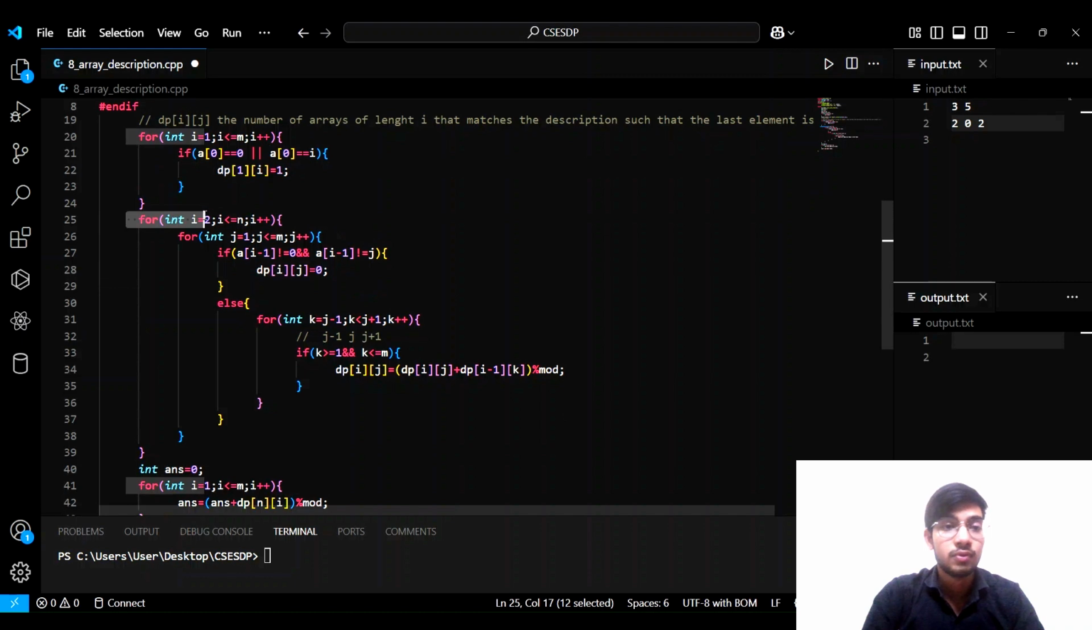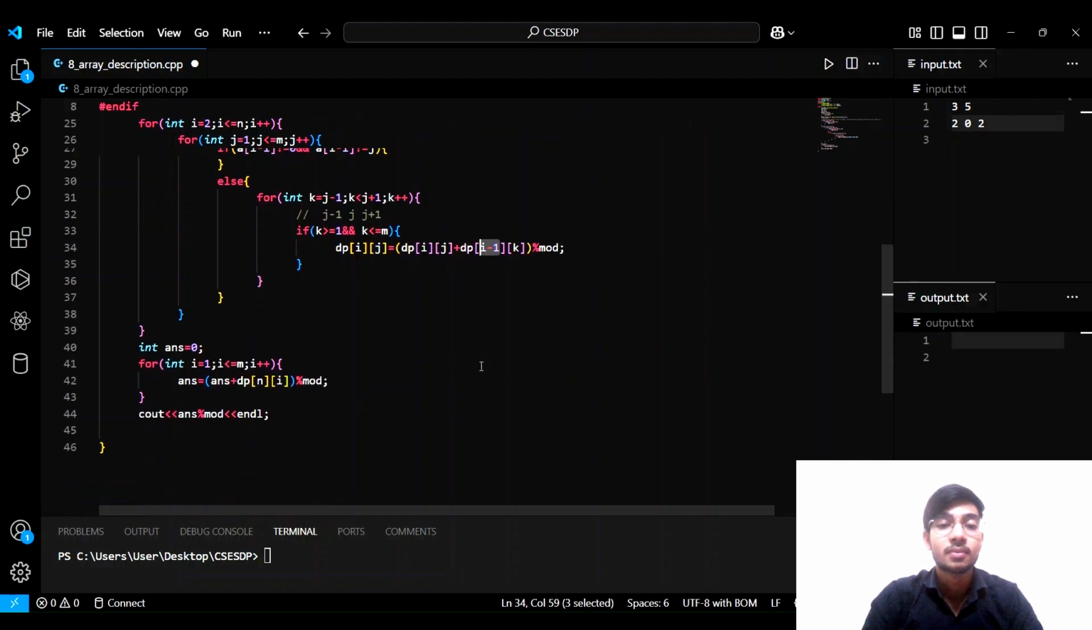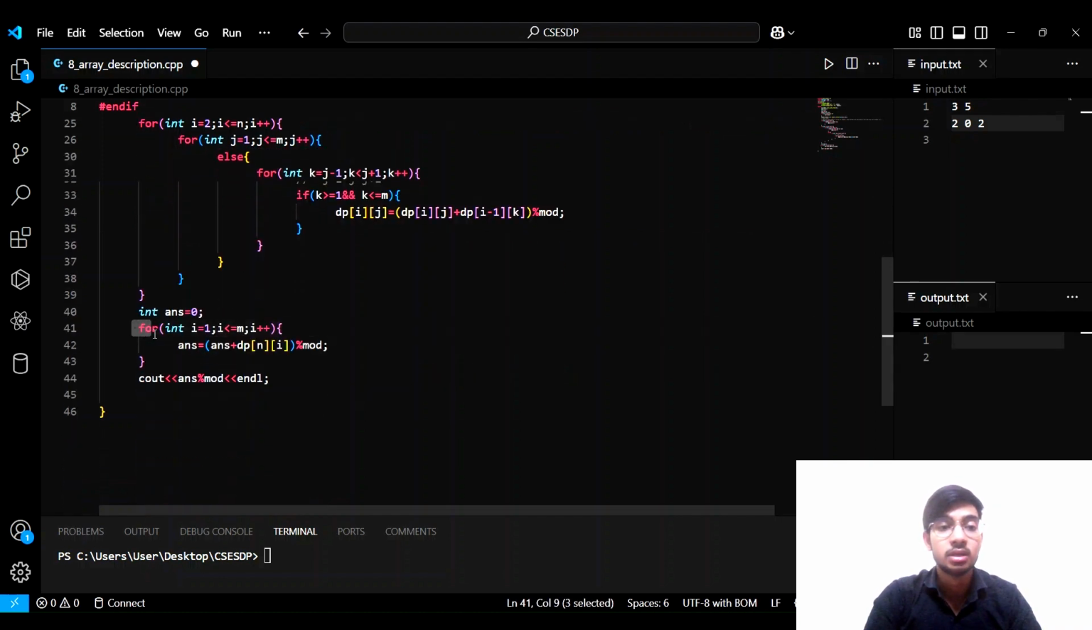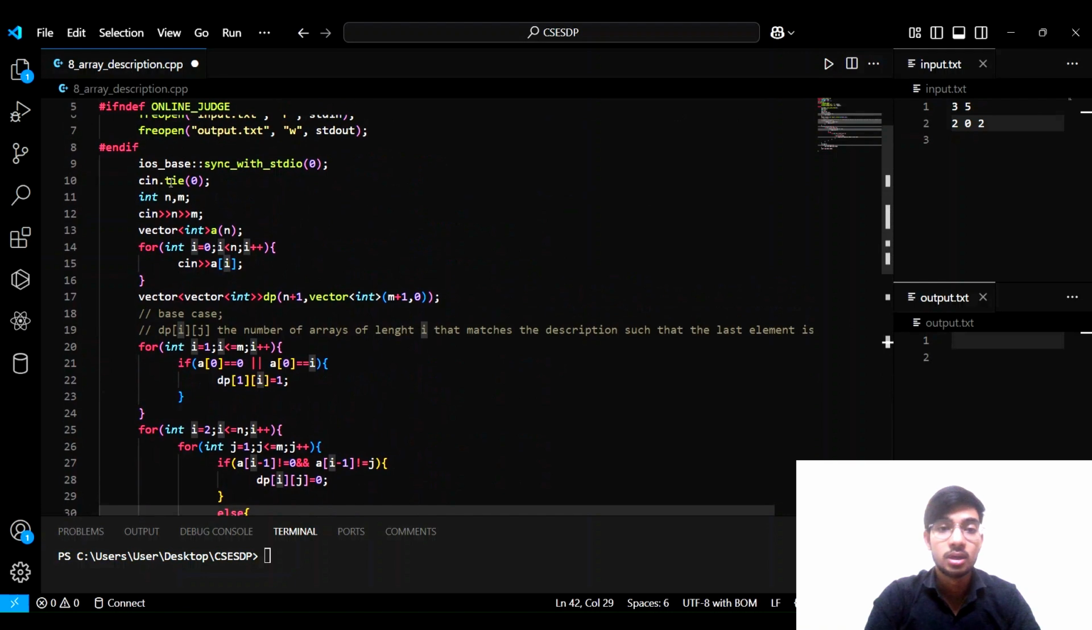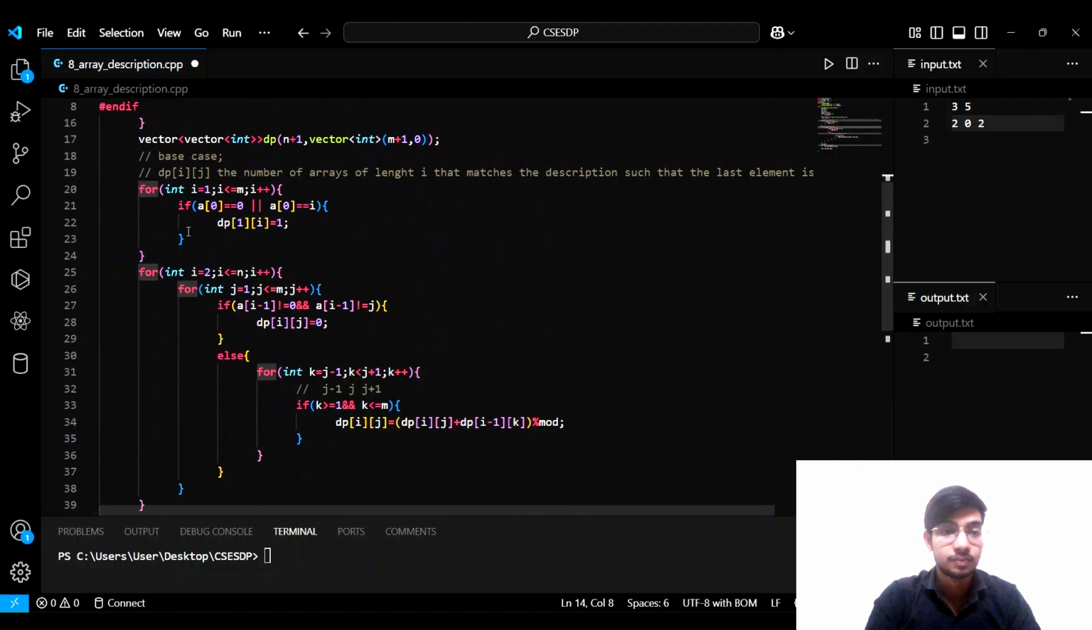Then you have to find for lengths 2 up to n. You filled it already for length 1. For the last element you have choices from 1 to n. If the last element is j, you count how many arrays you can have of length i minus 1, and add them up for length i. And finally you make your answer: how many arrays of length n such that the last element is i. So this is the code.